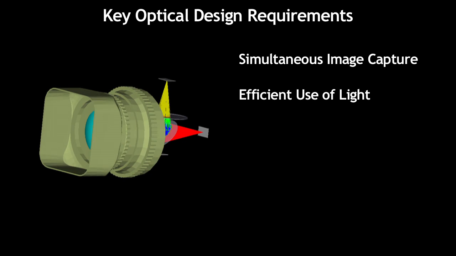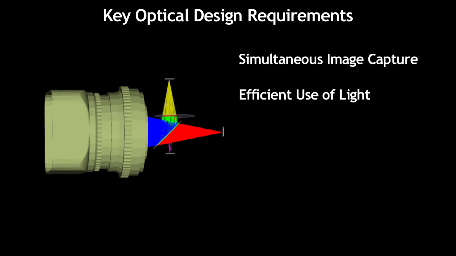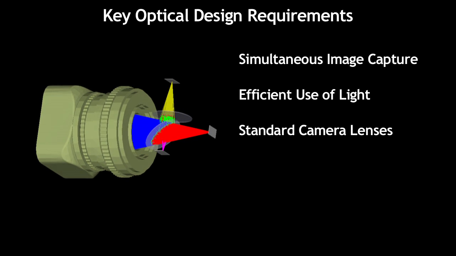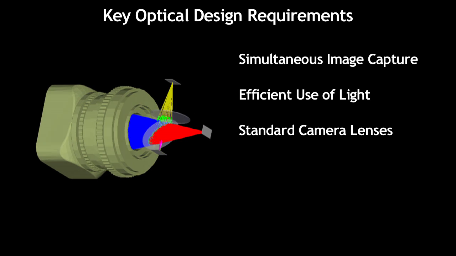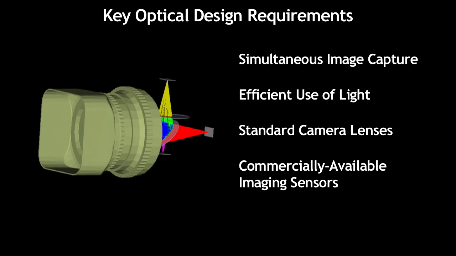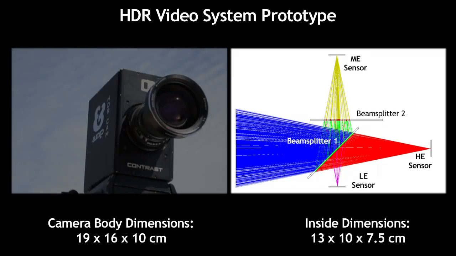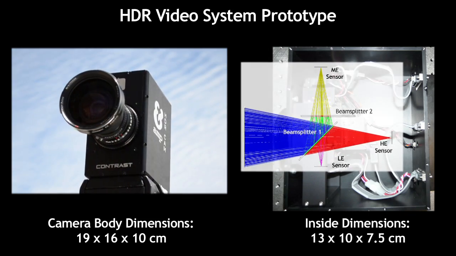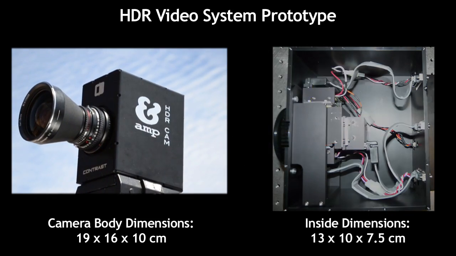Second, the design had to efficiently use all the light from the lens. Third, it must be compatible with a single off-the-shelf camera lens. And finally, it must easily adapt to any commercially available camera sensor. Our HDR video system prototype uses 2 beam splitters to split the light from a single commercial camera lens into 3 images.